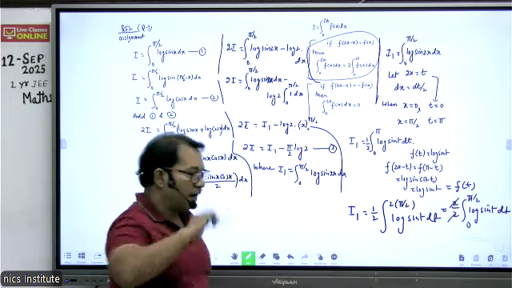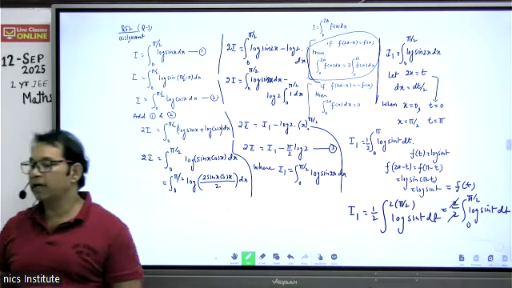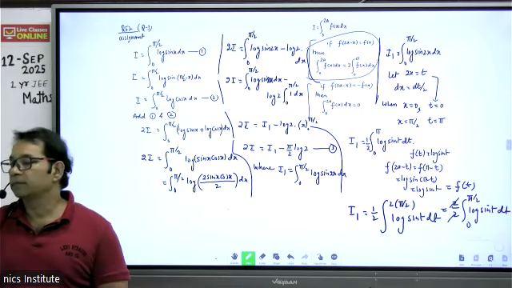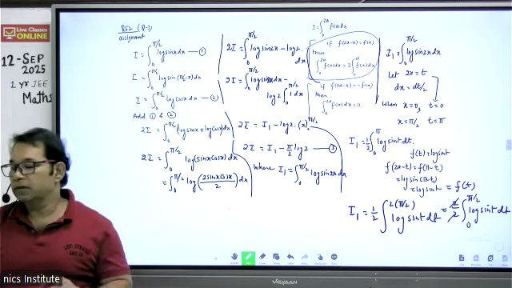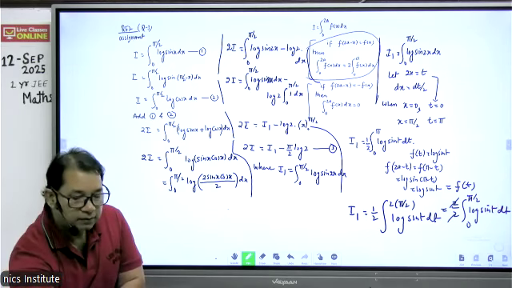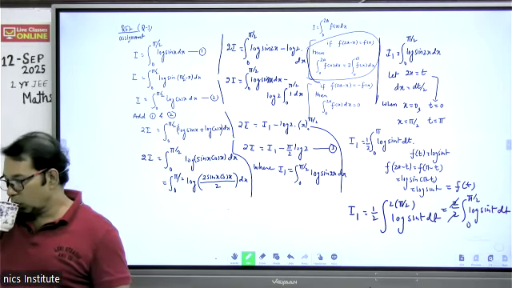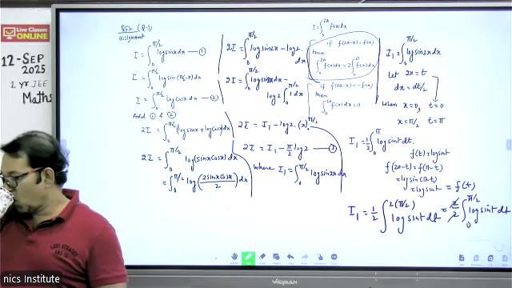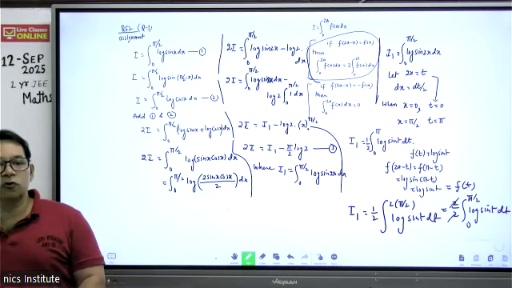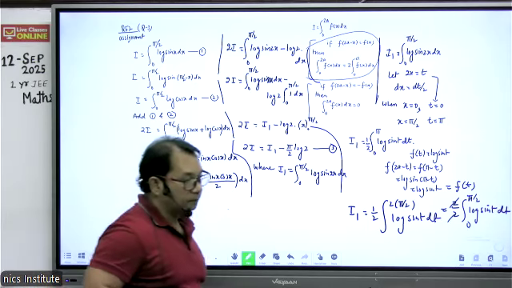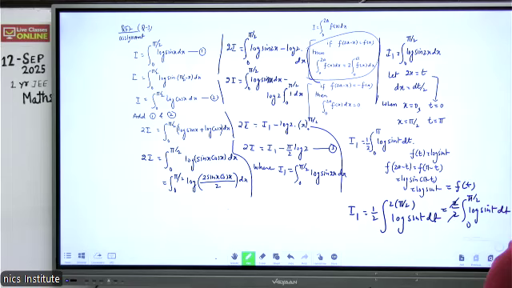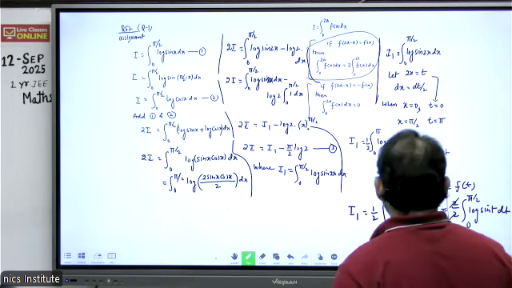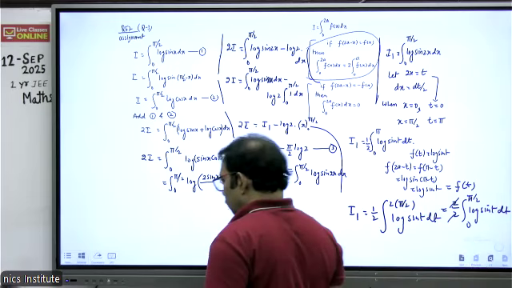Now do one thing, right from the beginning, go through the entire question once again. Just go through every step once again because many properties are being used here. First, we have used 0 to a. Then we are using 0 to a. And in the last, one more property will be used.